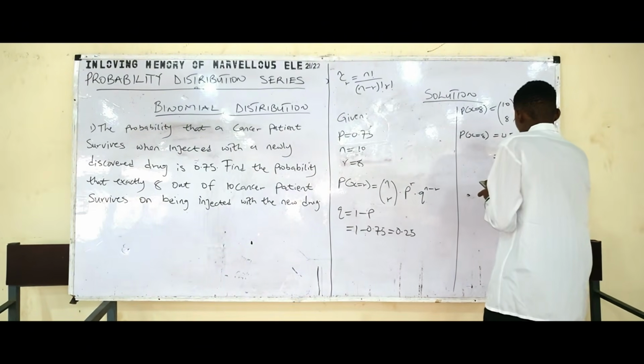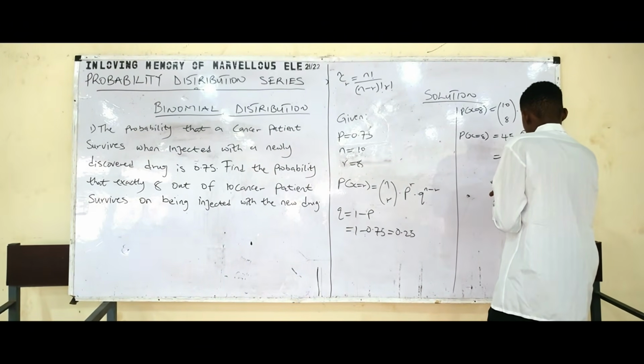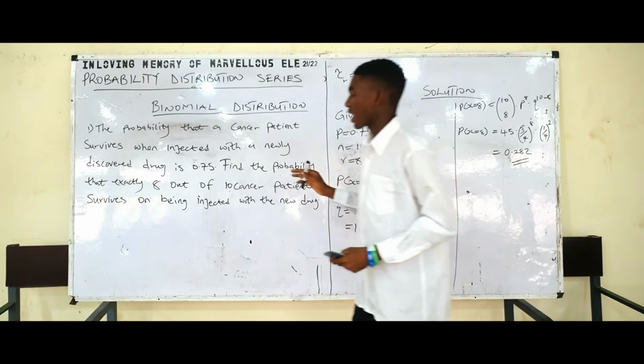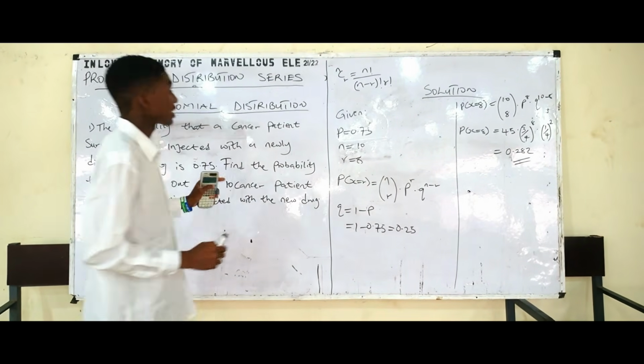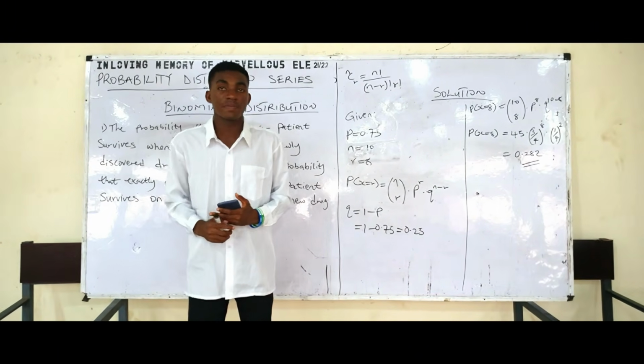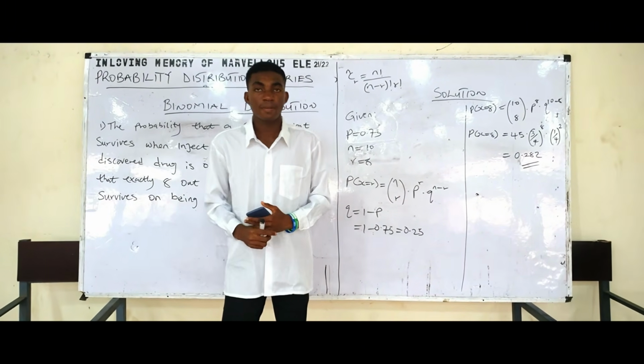We get 0.282. So this is the probability that exactly 8 out of 10 answered questions are correct. Let's try a second example before we move to the next distribution series.